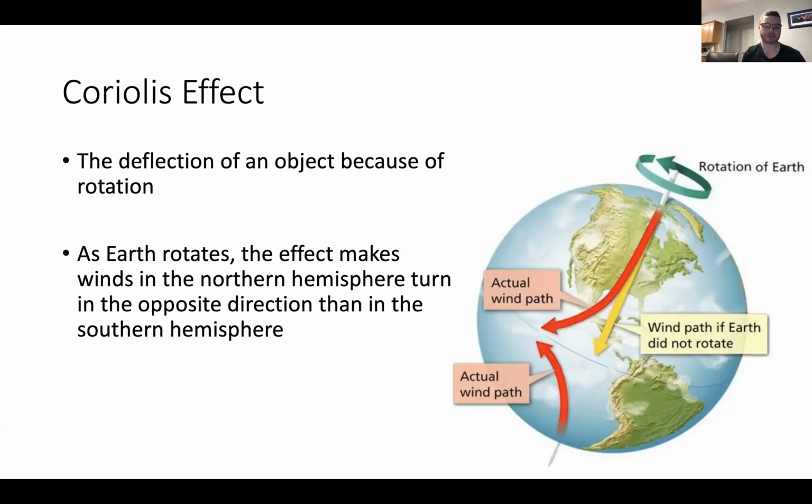Okay, so just to summarize, as Earth rotates, the effect makes winds in the northern hemisphere turn in the opposite direction than in the southern hemisphere. And again, there is a wicked video on the Coriolis effect at the end of this presentation, and I've included that link in the Google Classroom, so check that out today, please.